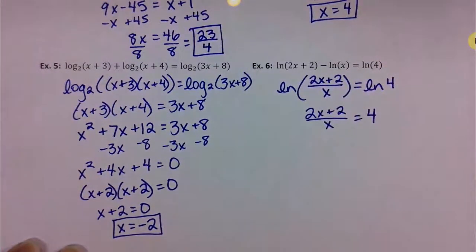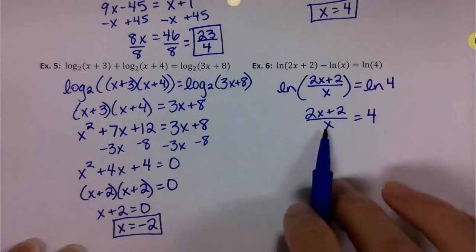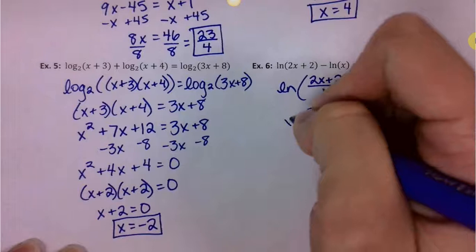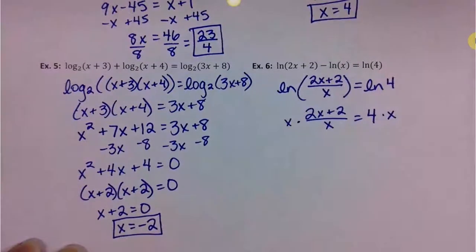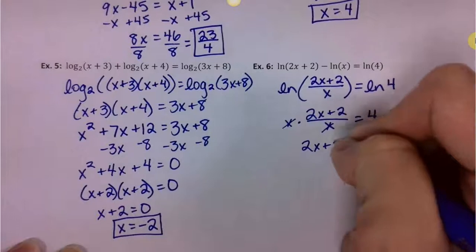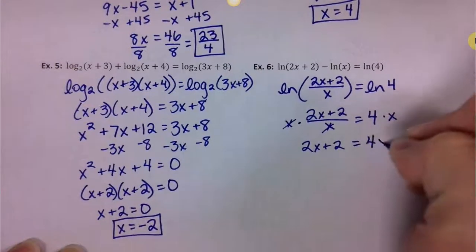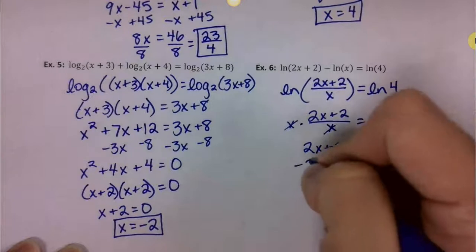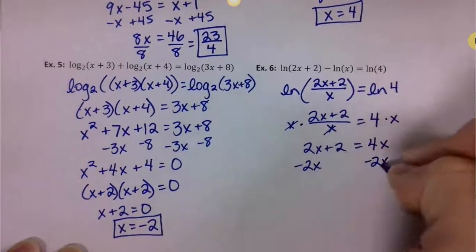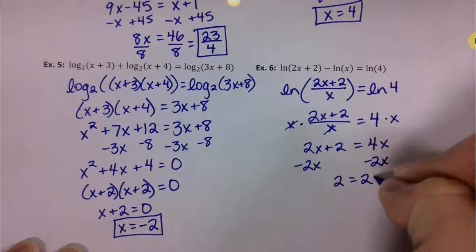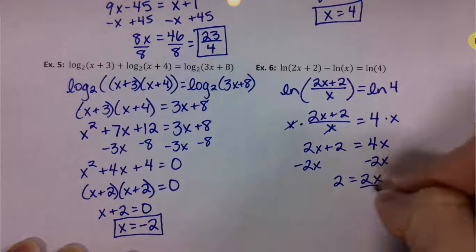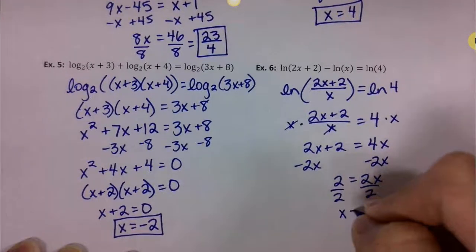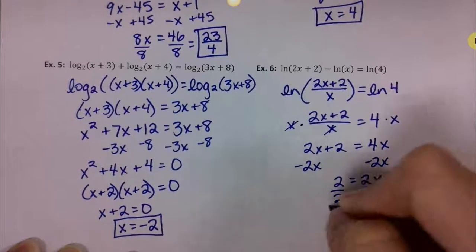And just like we did with example 3, we need to get rid of this denominator by multiplying both sides by x. So the x's on the left will cancel, leaving us with 2x plus 2. And then on the right we have 4 times x, or 4x. And now we just need to subtract a 2x from both sides, leaving us with 2 equals 2x. And then dividing both sides by 2, we end up with x is equal to 1.